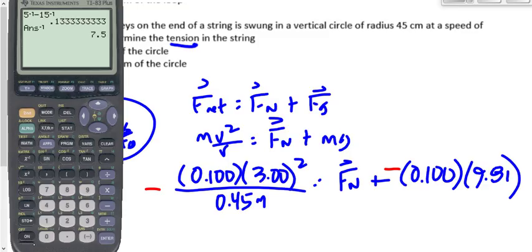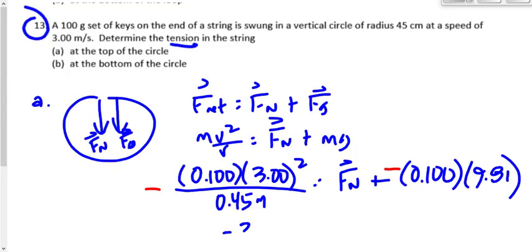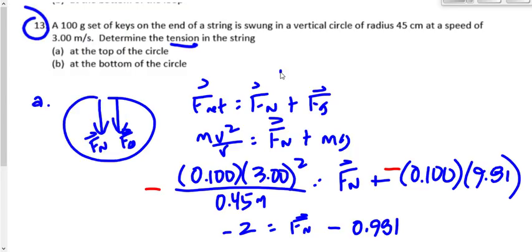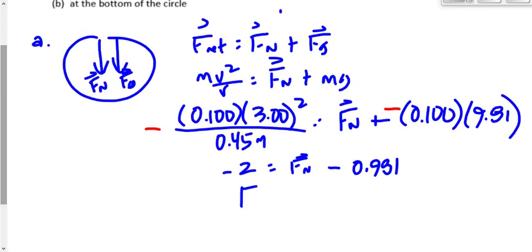On the left-hand side, we've got negative 0.1 times 3 squared divided by 0.45. That gives me on the left-hand side negative 2. And when I multiply 0.1 times 9.81, I get negative 0.981. Now I'm going to say negative 2 plus 0.981. It's a negative on the right side. Take it over to the left by adding. I get 1.02, or we're just going to make it 1.0 actually. Fn is equal to negative 1.0 newtons. Right?